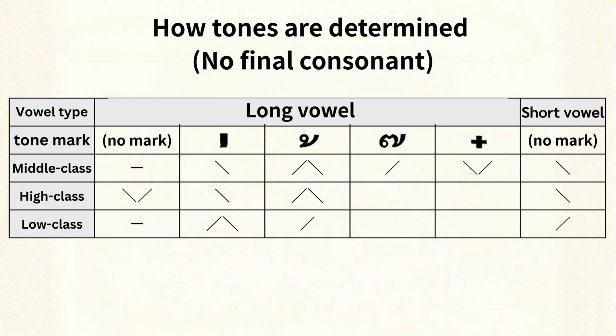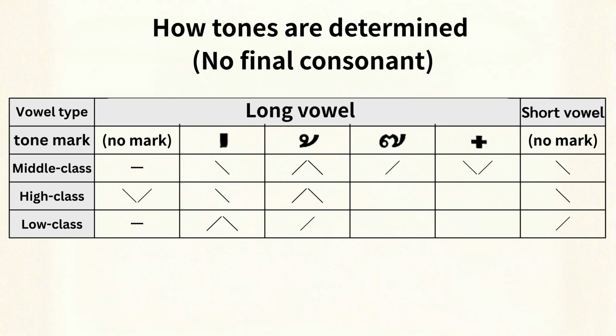For high-class consonants, no tone mark gives a rising tone. Mai ek gives a low tone. Mai tho gives a falling tone. For low-class consonants, no tone mark gives a flat tone. Mai ek gives a falling tone. Mai tho gives a high tone.